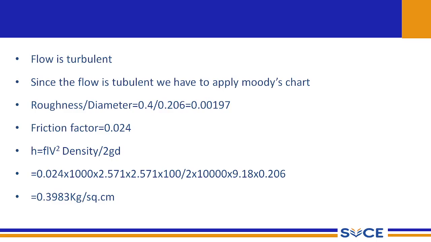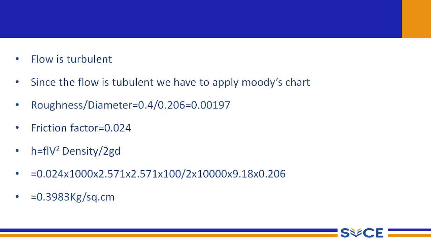Since the flow is turbulent, we apply the Moody's chart and find out the value of the friction factor. The roughness and the diameter are utilized to calculate the roughness by diameter ratio. Depending upon these two values, the Reynolds number and the roughness to diameter ratio, we determine the friction factor as 0.024. Now this friction factor is used to calculate the pressure drop.